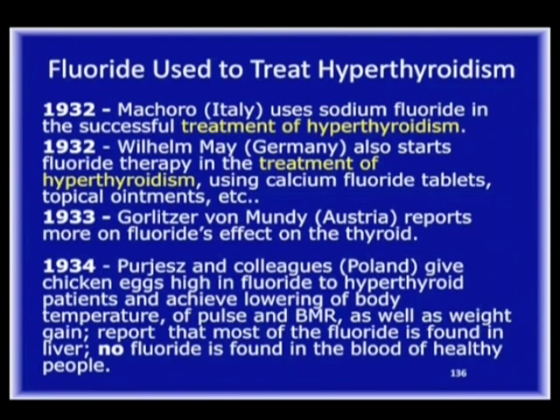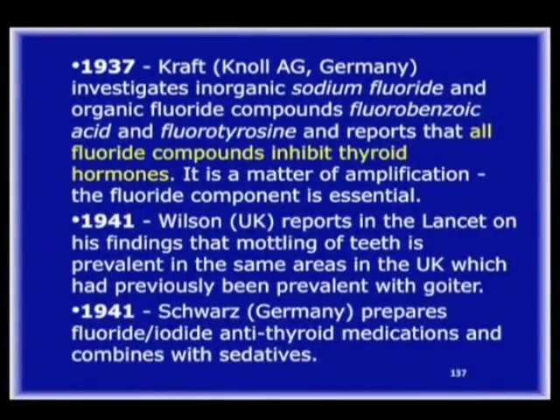In 1934, Burgess and colleagues in Poland gave chicken eggs high in fluoride to hyperthyroid patients and achieved lowering of body temperature, of pulse, and basal metabolic rate, as well as weight gain. He reported that most of the fluoride is found in the liver, that the fluoride is found in the blood of healthy people.